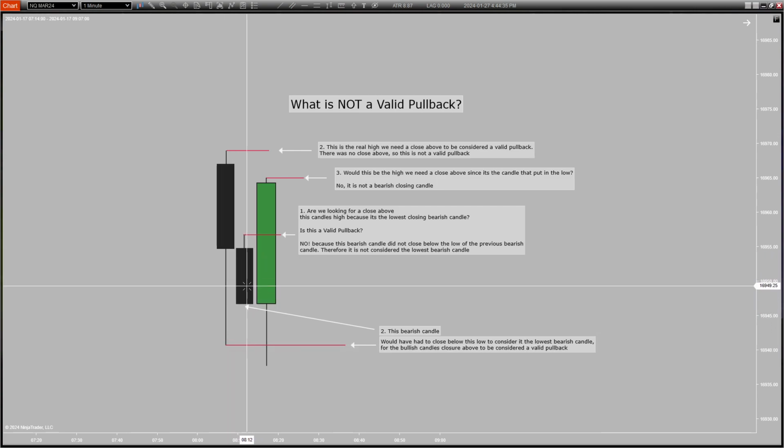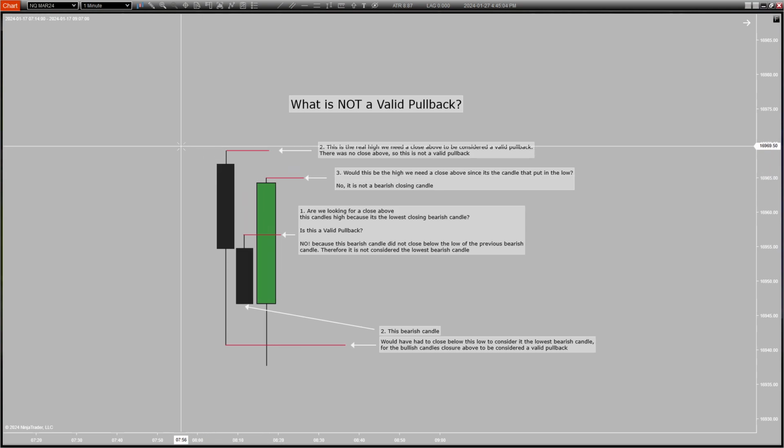So this isn't the lowest bearish candle. We would be considering this one. This is the candle that we need to close above to be considered a valid pullback. And since this candle did not close above it, this is not a valid pullback. And again, would this be the high that we need to close above, since it's the candle that put in the low right here? Because this is the candle that put in the low here, wouldn't we need to close above that?